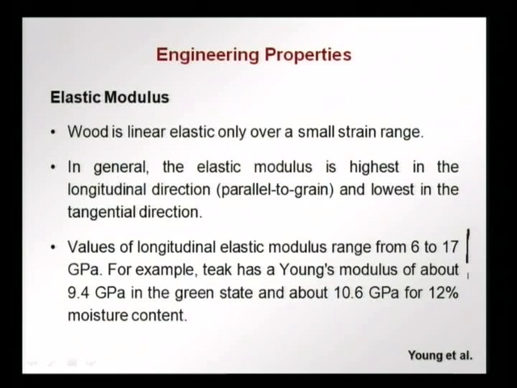The values of the Young's modulus in the longitudinal direction generally range from 6 to 17 gigapascal. For example, teak has a Young's modulus of about 9 gigapascals in the green state, that is as soon as it is cut, and slightly higher, about 10.6, when the moisture content is about 12%. We'll use 12% as a reference when we talk about seasoned wood.